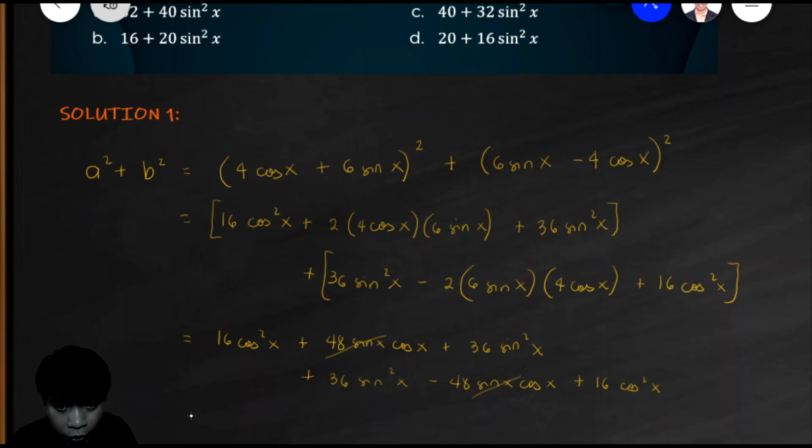So, pwede natin silang paghaluin guys. So, ang mangyayari dito is magiging 32 cosine squared x plus 72 sine squared x. Kasi nga, in-add natin yung 16 cosine squared x at saka 16 cosine squared x. Tsaka in-add din natin yung 36 sine squared x at saka 36 sine squared x. So ito na nga guys yun.